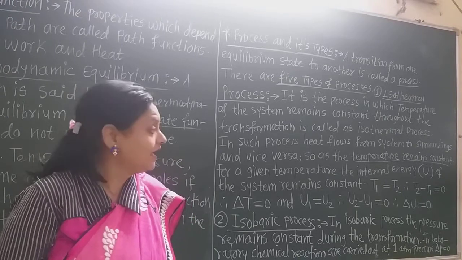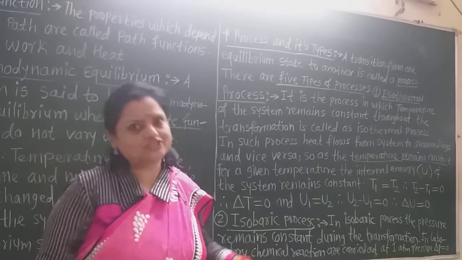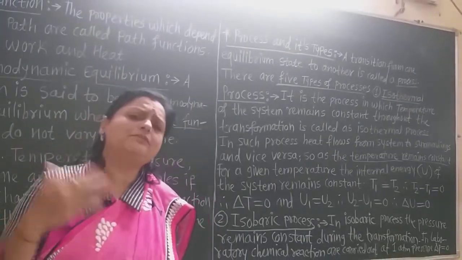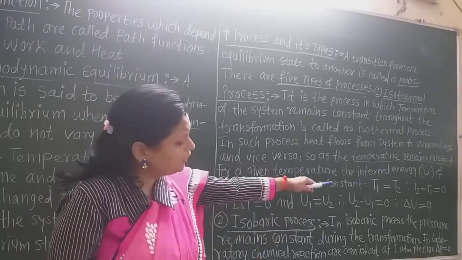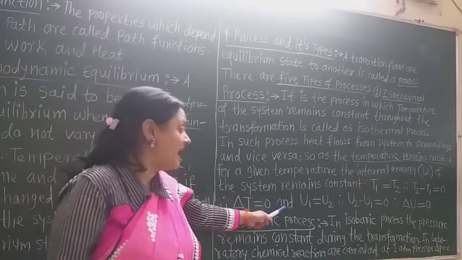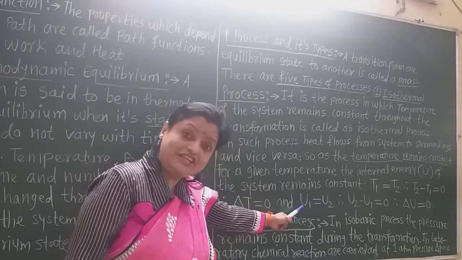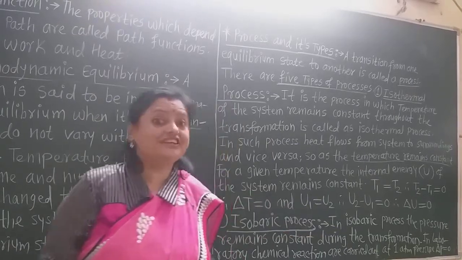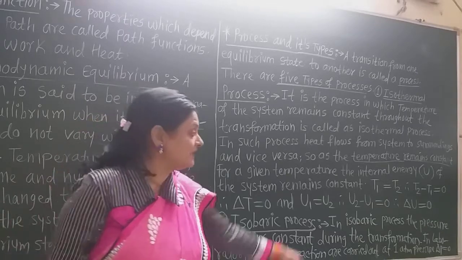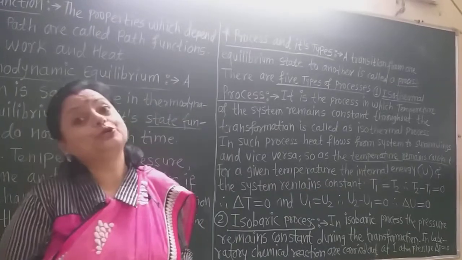Therefore T1 is equal to T2, so T2 minus T1 is 0. Suppose T1 is 30 degrees and T2 is also 30 degrees, then 30 minus 30 is equal to 0. Therefore T2 minus T1 is equal to 0, that is, delta T is equal to 0. And since temperature is constant, the initial and final internal energies are also equal. U1 is equal to U2, therefore U2 minus U1 is equal to 0, that is, delta U is equal to 0.